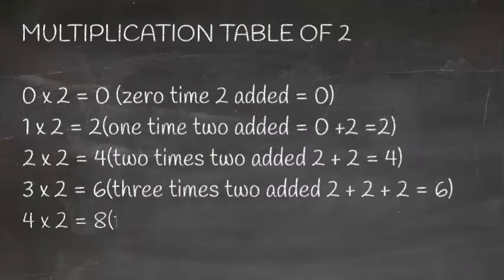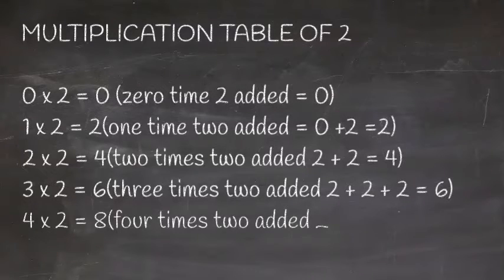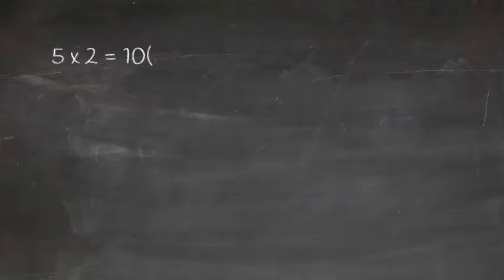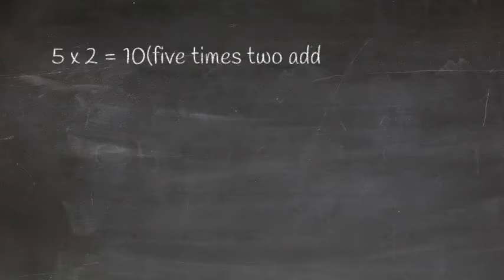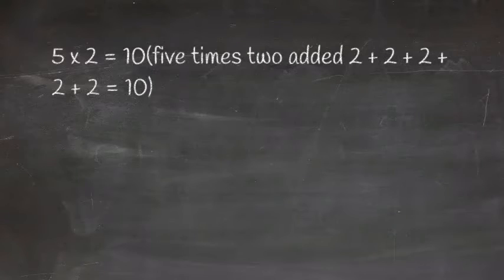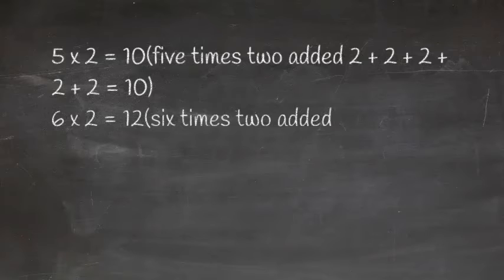4 into 2 equals 8. 4 times 2 added. 2 plus 2 plus 2 plus 2 equals 8. 5 into 2 equals 10. 5 times 2 added is 10. 6 into 2 equals 12. 6 times 2 added is 12.